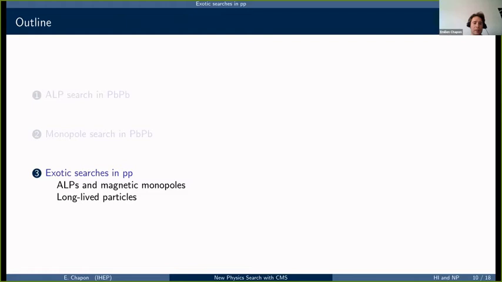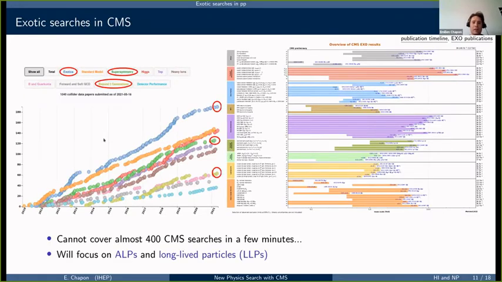And so finally, I'm going to move to pp, which is not the topic of the workshop, but I'll cover the kind of exotic signals that are discussed in this workshop. So I start by mentioning that, yeah, obviously exotic searches is a very major topic in CMS. So this is, for instance, the number of publications by the collaboration in different physics working groups. And you see that the largest working group is for Exotica, so yeah, exotic searches, with almost 200 papers.